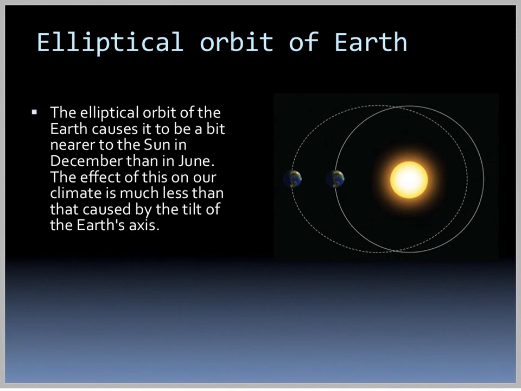Now, the elliptical orbit of the Earth causes it to be a bit nearer to the Sun in December rather than June. This effect on our climate is much less than the tilt of the Earth's axis. So we're actually closer to the Sun in the northern winter than we are in the northern summer. The Earth's orbit is actually pretty circular. This elliptical orbit is really deceptive. It's almost perfectly circular. It's just slightly elliptical, and we'll come back to that later.